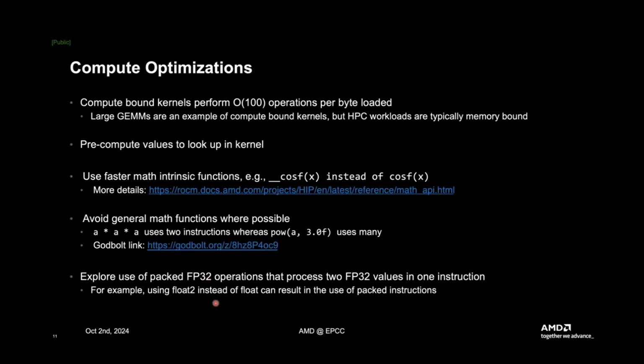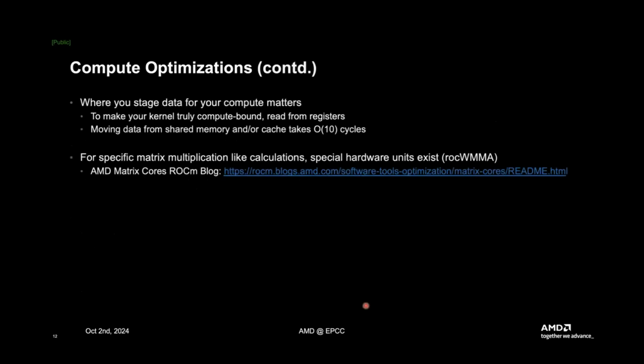In CDNA2 and CDNA3, that is MI200 and MI300 architectures, you also have what are called packed operations. So two FP32 values are packed into one, and an operation such as an add or a move can operate on two FP32 values at the same time. How you can get that is by using vector types, that's float2 or float4. The compiler can identify that and automatically use packed instructions in those cases. So we are trying to reduce instructions.